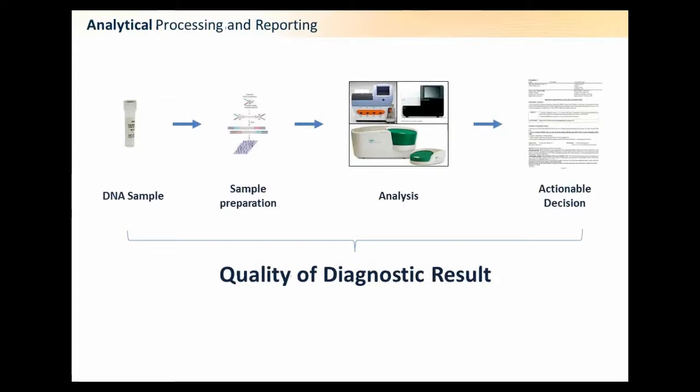On the flip side, on the analytical side, you've got your DNA sample, which you've quantified with whether it's a NanoDrop or a fluorescence-based method. You then have to do some sample preparation. It could be a qPCR diagnostic assay you're running. It could be Sanger sequencing based. It could be next generation sequencing, which is becoming more and more adopted into molecular diagnostic assays. And the output from that is then your actionable decision. All of this together, and the analytical side of the process will govern really the quality of your diagnostic result.